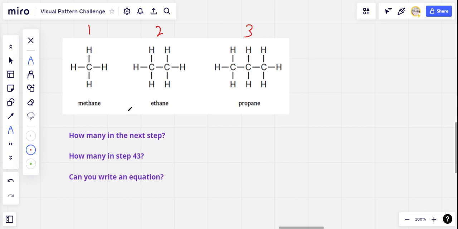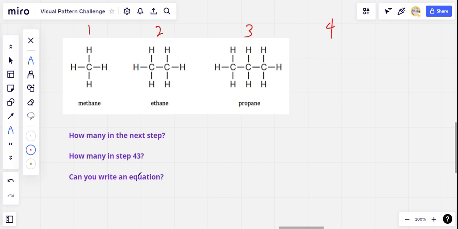Your challenge here today, and you could look at this as predicting the number of carbon atoms or the number of hydrogen atoms, but really what we want to predict is the number of bonds between atoms, and those bonds are represented by these lines. So your challenge is to predict the number of bonds in step four for whatever hydrocarbon molecule this is going to be in step four.